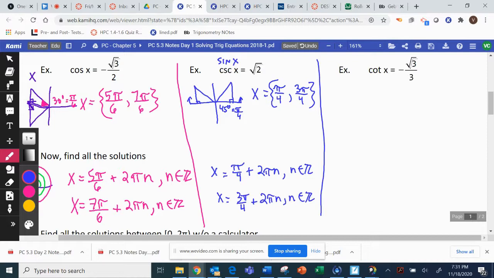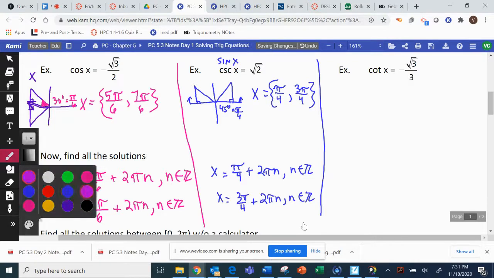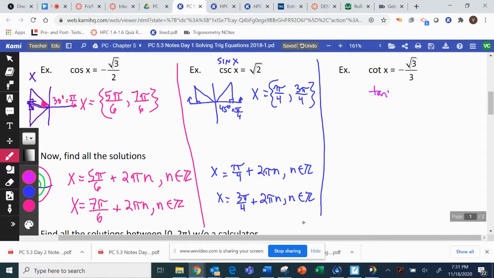All right, the third example: we've got cotangent is negative radical 3 over 3. That's the same thing as tangent of x equals negative square root 3. So tangent, or cotangent, is negative in the second and fourth quadrants. We have a value of square root of 3 at a 60-degree reference angle, which is pi over 3. And so my first answer will be 2 pi over 3, and my last answer will be 5 pi over 3.